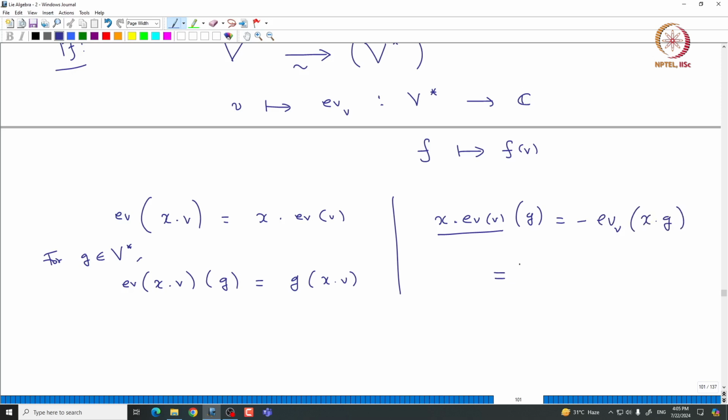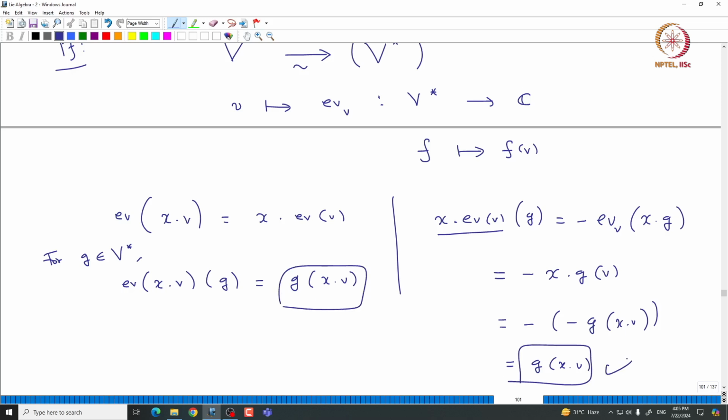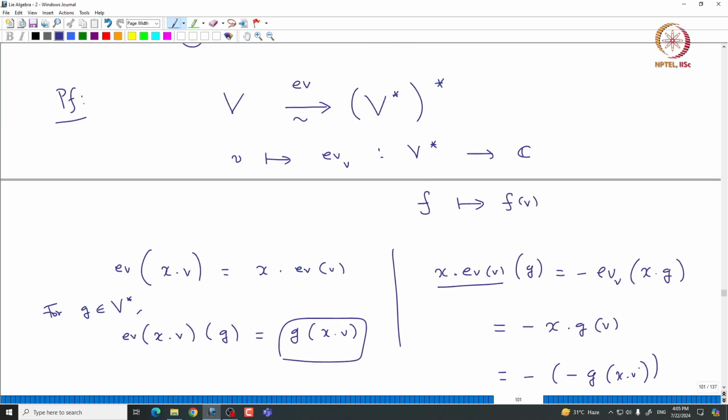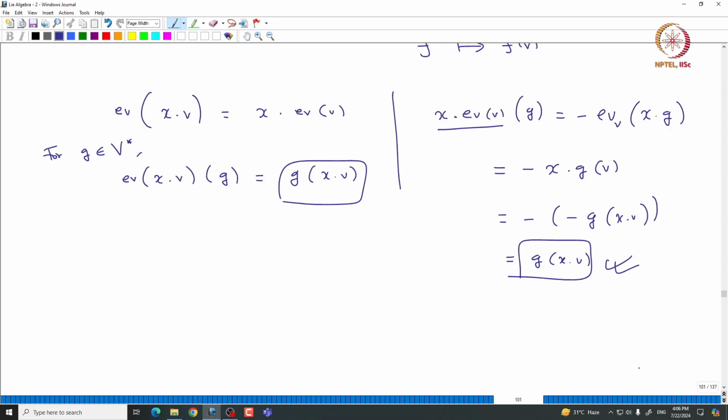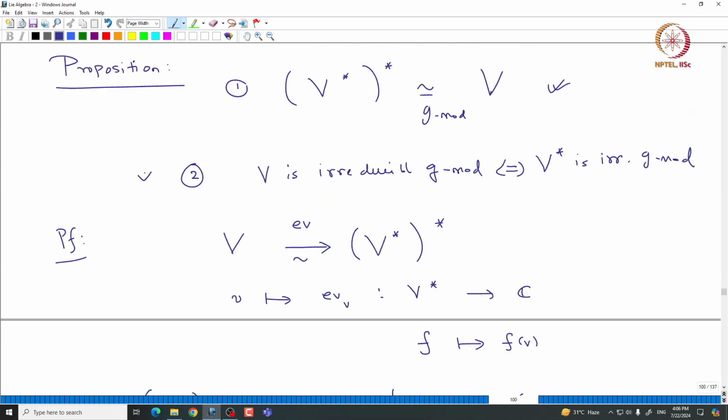So, this is exactly going to be minus, because this is evaluation at v, x dot g applied on v. You have to do it twice. Then x dot g at v is going to give you minus of minus g of x dot v. So, that is exactly g of x dot v. Basically you have to use this dual action twice, because you are working in V star star. That is why you have to apply it twice. So, you are getting the same formula as this. Okay. So, that proves that this natural map that we have, this evaluation map from V to V star star, is indeed an isomorphism.